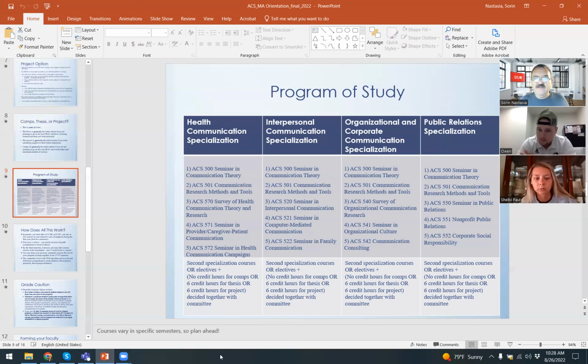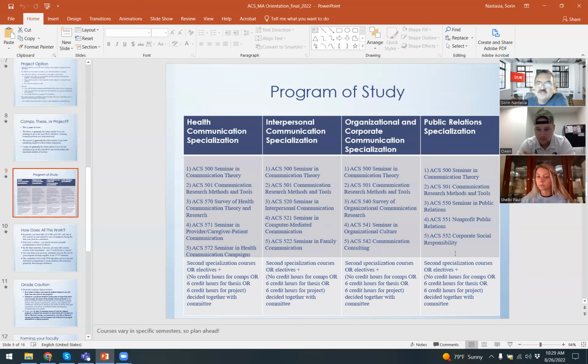And then you have the 3 core courses for each specialization. For health communication it is 570, 571, 572, and so on. As you can see, it's 0, 1, 2, but with different first 2 digits for each specialization. For health communication it is 57, for interpersonal 52, for organizational 54, and for PR it is 55, followed by 0, 1, 2.